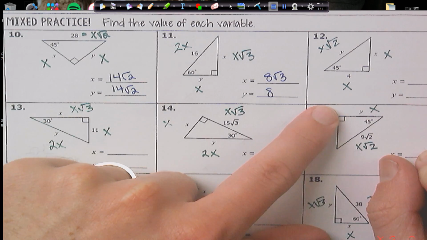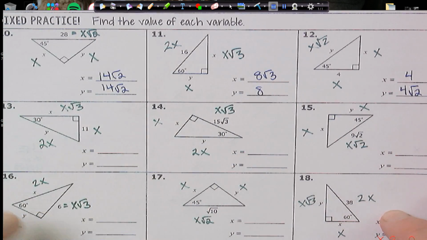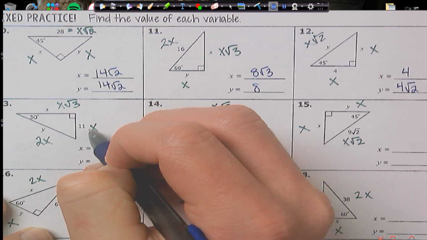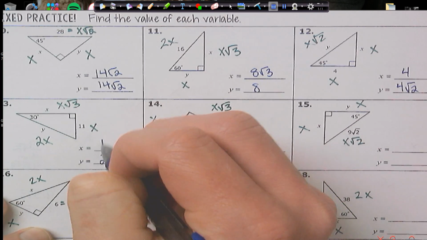Over here, we're given x of 4, so we know this is going to be 4, and that's going to be 4 rad 2. Down here, we know 11 is given to us, so that makes 2x going to be 22, and that's going to be 11 rad 3.